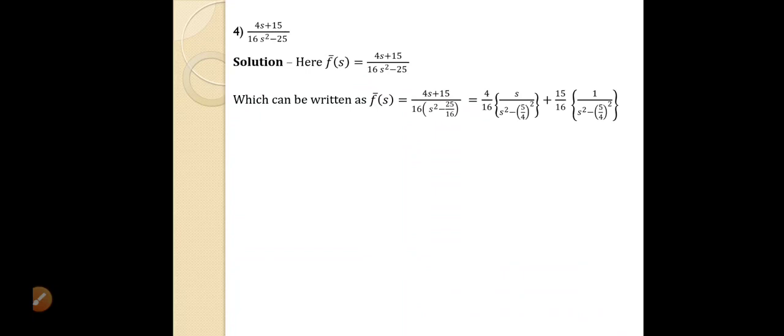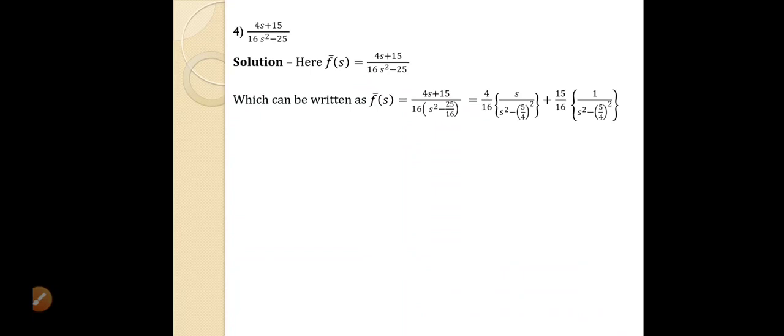4s plus 15 divided by 16s square minus 25. Again here the coefficient of s term in the denominator is not 1. So first we have to make it 1 by taking 16 common from all the terms in the denominator. So here we assign the given function of S as f bar of S. Then we take 16 common from the denominator, to make the coefficient of the S square term 1. So it is 4s plus 15 divided by 16 into bracket S square minus 25 by 16.